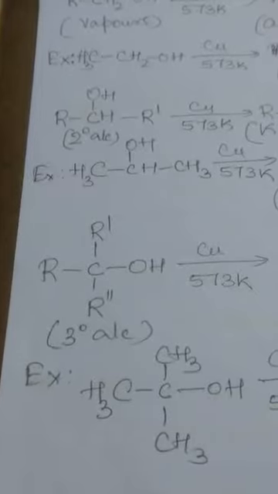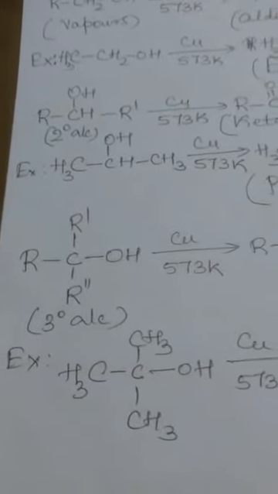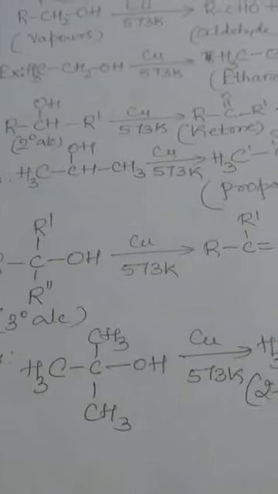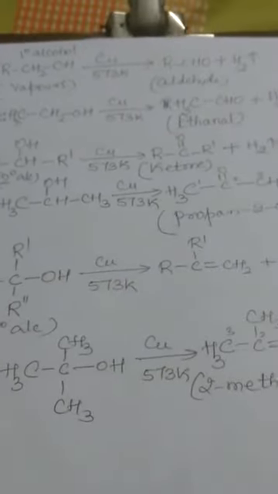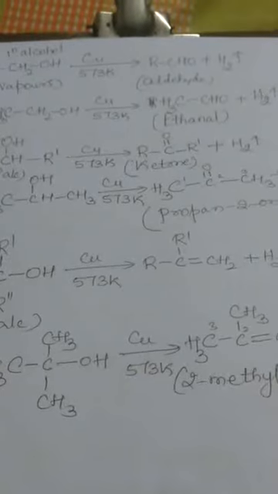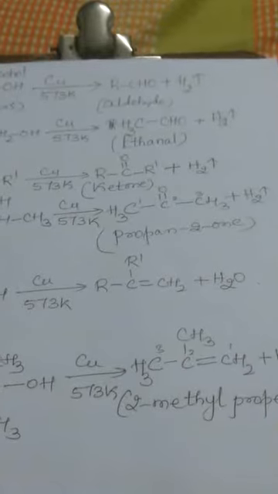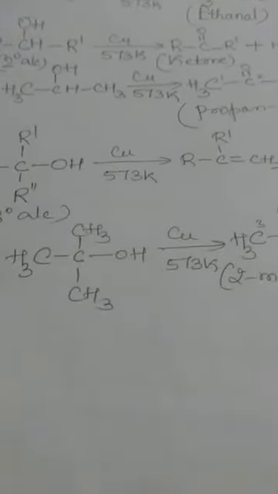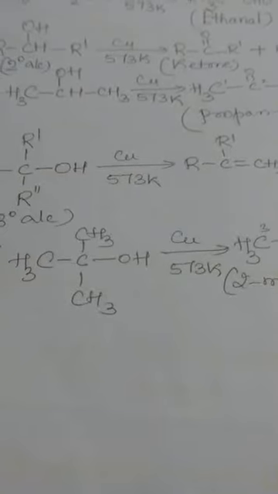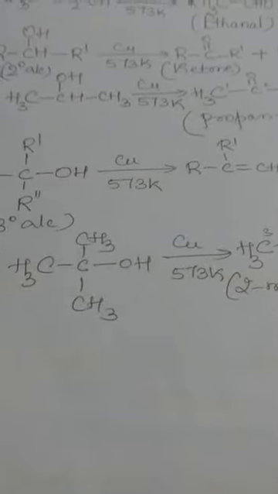But if you take a tertiary alcohol, the general representation is here, RC R' R'' OH. Vapors are passed over copper catalyst at 573 Kelvin temperature. You will get an alkene, R C R' double bond CH2, plus H2O. This is not a dehydrogenation, but here there is elimination of a water molecule. This will be clear when you look at the particular example here, that of tertiary butyl alcohol, which is called 2-methylpropan-2-ol.